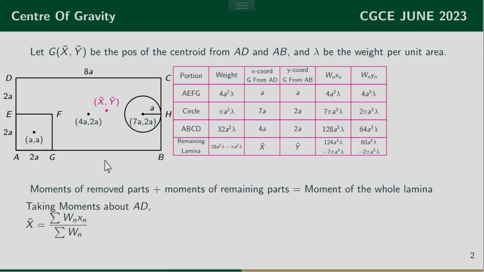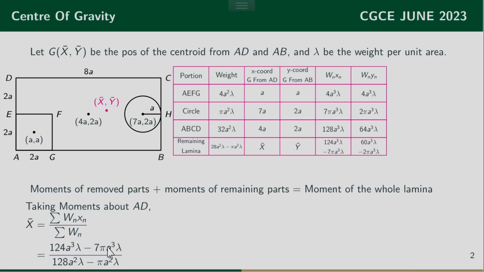Now, to find out the x coordinate of the centroid of the remaining lamina, I have to take moment about AD because that gives me the x coordinate. And x bar would be the sum of the moment about AD divided by the sum of the weight. And the sum of the moment about AD, I had it as 124a cubed lambda minus 7 pi a cubed lambda, divided by the sum of the weights. I'm sorry, this should be 28a squared lambda minus pi a squared lambda.